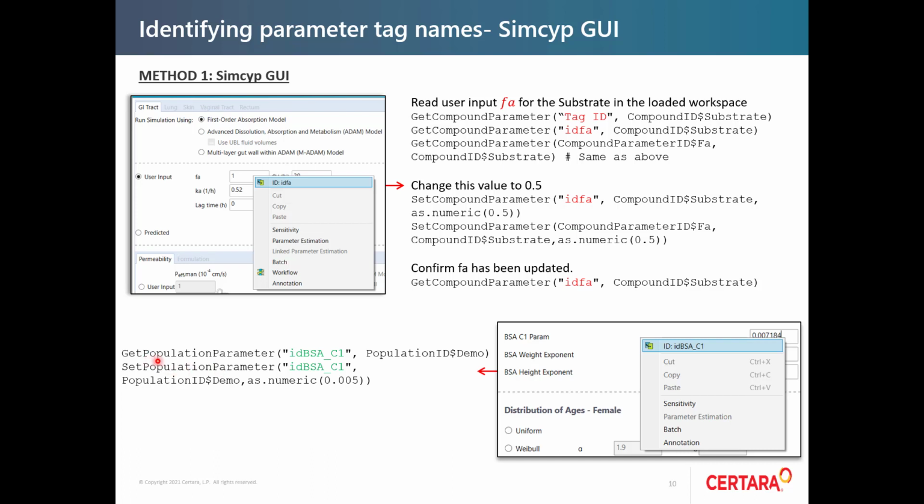So for the getPopulationParameter function, you need to specify the tag ID. In this case it is ID BSA C1. Then you need to specify the population ID. To then maybe change the BSA C1 value, you can use the function called setPopulationParameter to change this value.